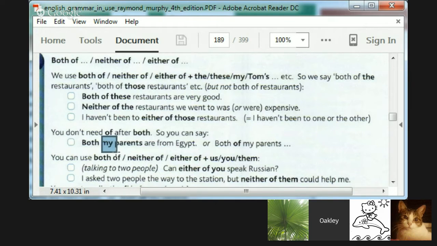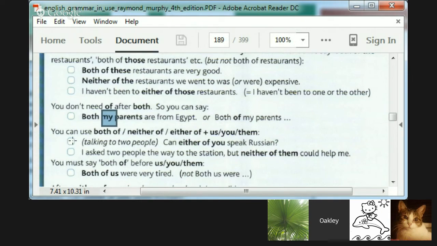Okay, so, both men. Let's use a different word without a possessive. Both men are from Egypt. You could say both of, but now you would have to use, as in our previous rule, the. Both of the men are from Egypt. So really nothing too different there.